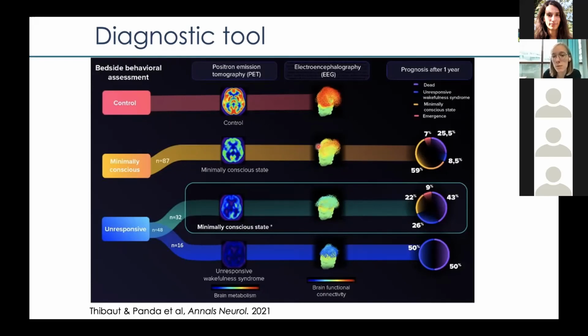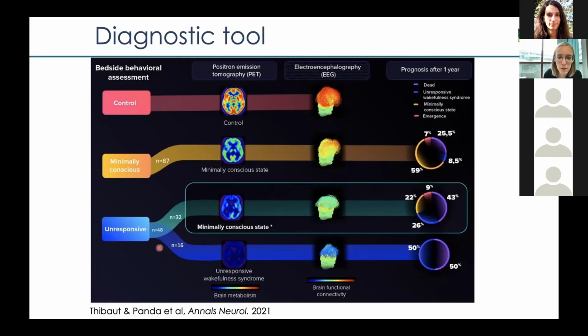And indeed, even if it is lower in these MCS patients than in healthy controls, it's still relatively preserved. Also, the outcome of the patients in the minimally conscious state is relatively good. So either they remain in the same diagnostic group, or they can also recover consciousness. And about 1/3 of them has a bad outcome.